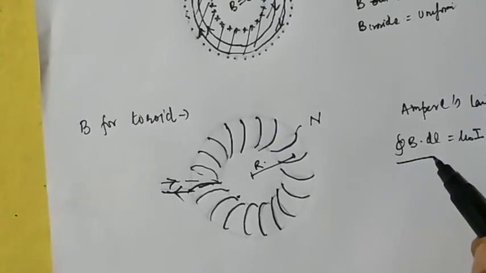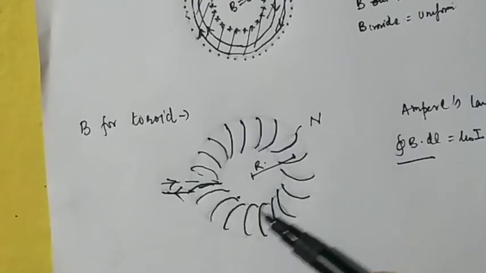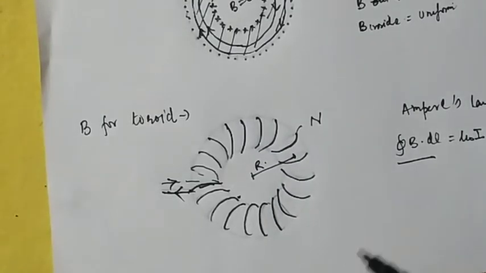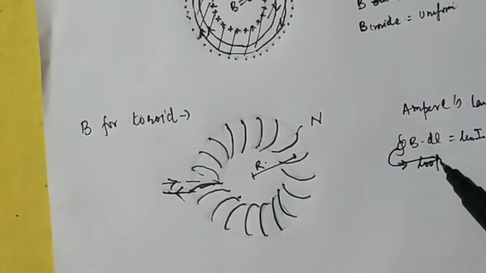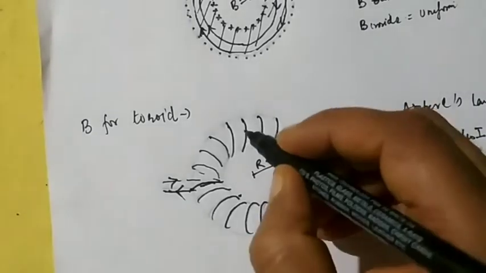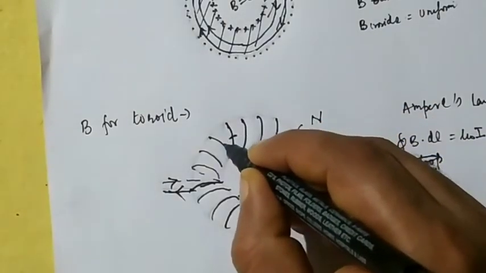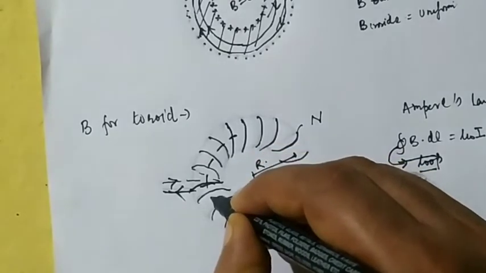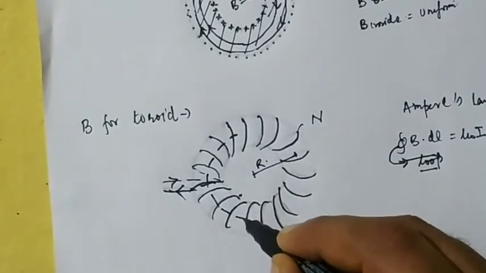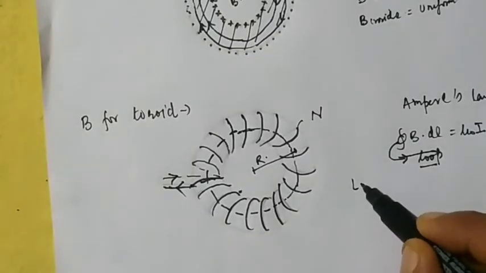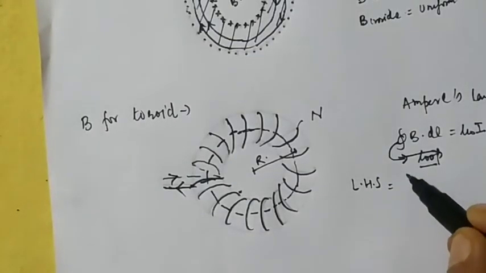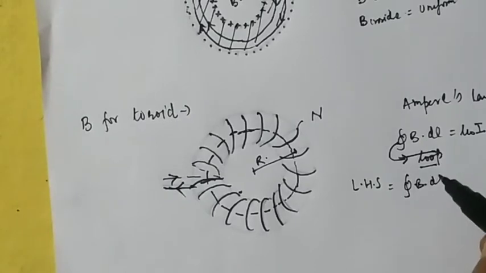To find the magnetic field inside this toroid, I will apply Ampere's law. To apply Ampere's law, first of all we choose a closed loop. So I draw a dotted line inside this toroid, just like putting a wire inside a toroid. I will start with the left hand side, which is the integral of B dot dl. So I should know the direction of B and dl.